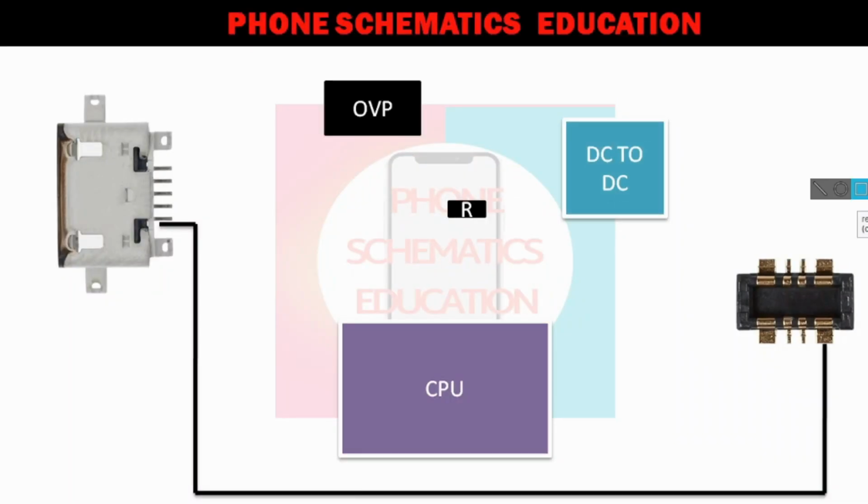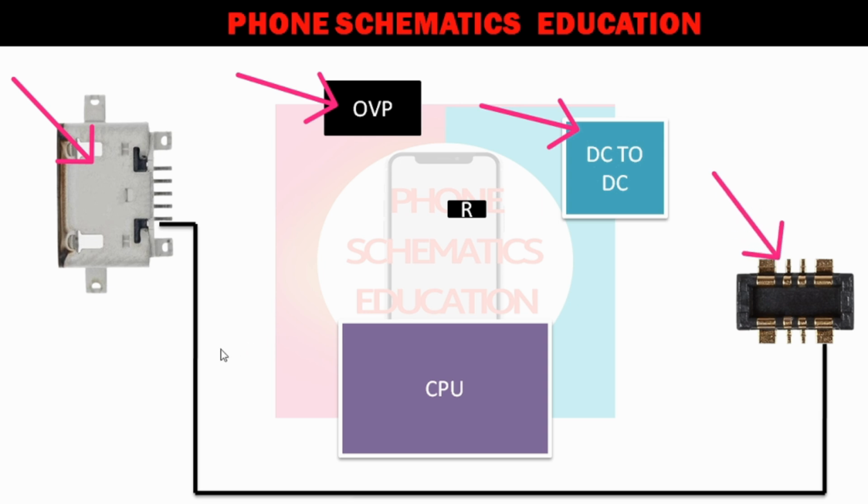In front of you, there is a charging port, right? OVP IC, over voltage protection IC, your charging IC, DC to DC IC, battery connector where the battery connects, also your CPU, your master IC. Also this ground line is connected to the battery line negative. I've already connected this line. Now let's start.